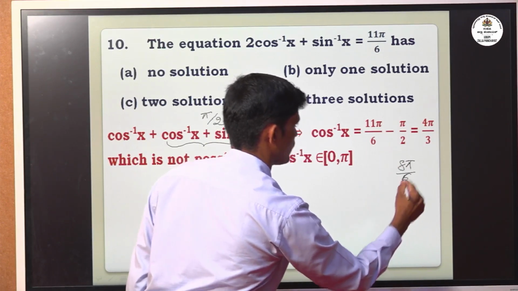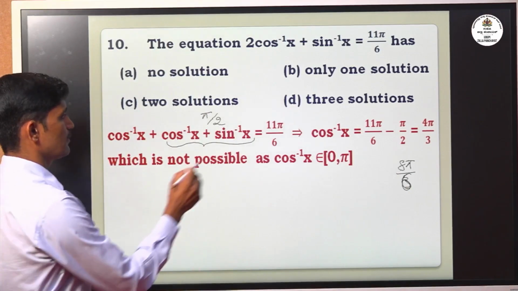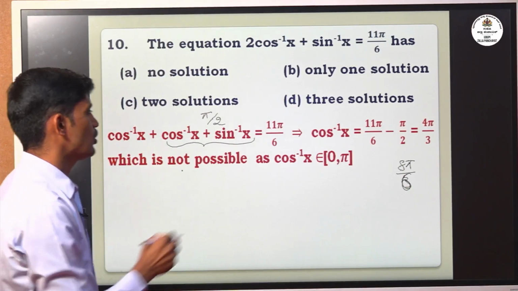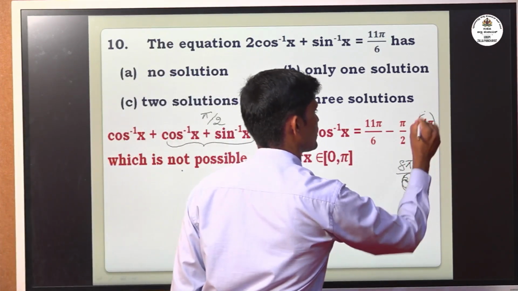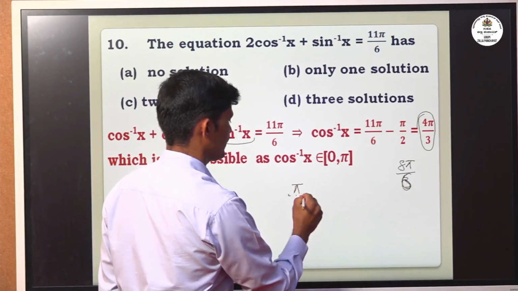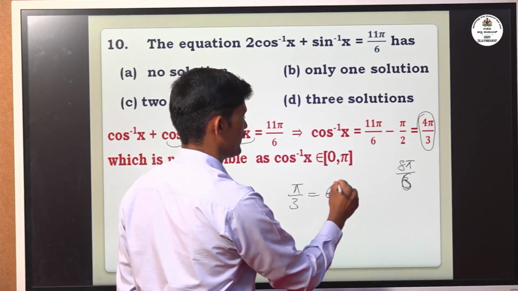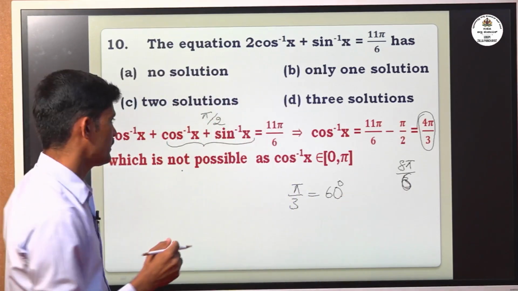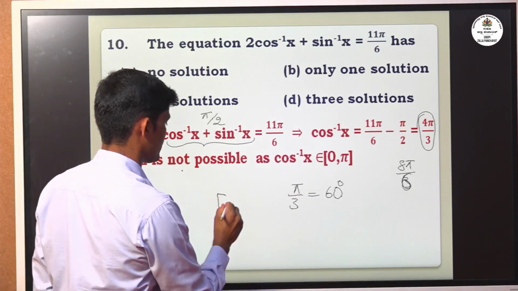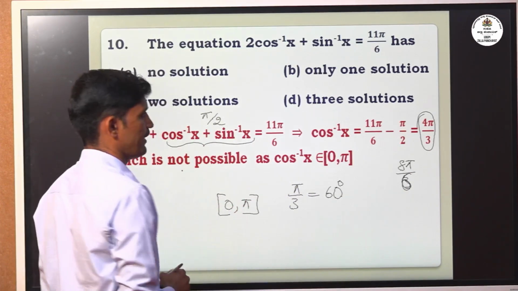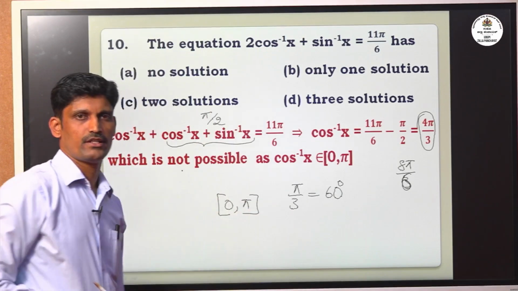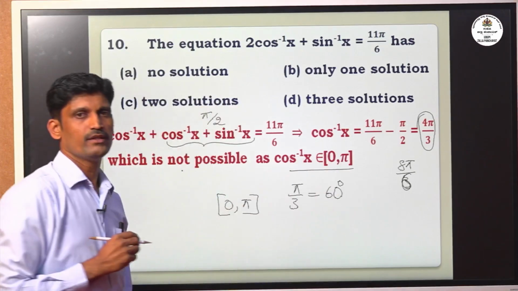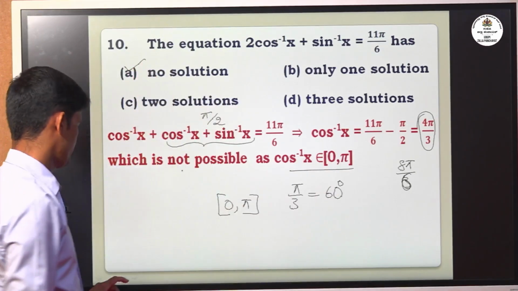8π/6 becomes 4π/3. Then cos inverse of x equal to 4π/3, x is equal to cos 4π/3, but cos inverse x equal to 4π/3 comes around pi/3, you know pi/3 is equal to 60 degrees, 60 degrees into 4 means 240 degrees. It is beyond the range of cos inverse x. The range of cos inverse x is 0 to pi. 4π/3 goes outside this range, therefore which is not possible as cos inverse x belongs to 0, pi, therefore it has no solution.